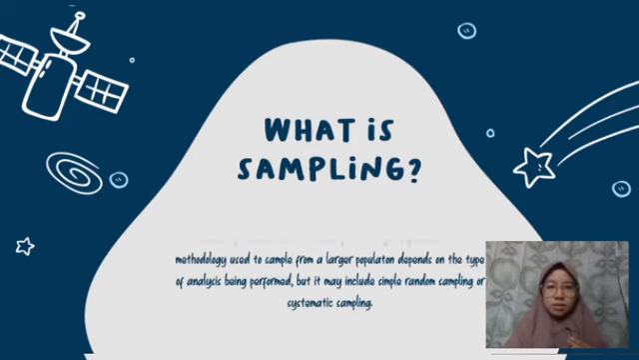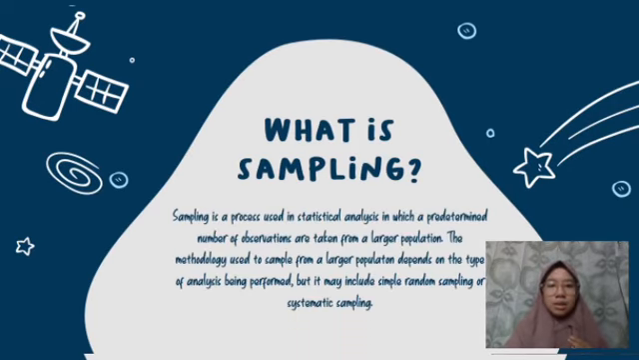What is sampling? Sampling is a process used in statistical analysis in which a predetermined number of observations are taken from a large population. The methodology used to sample from a large population depends on the type of analysis being performed, but it may include simple random sampling or systematic sampling.